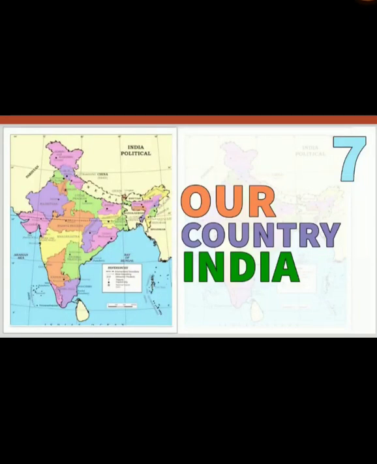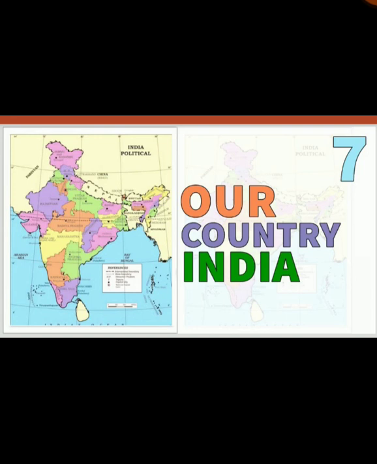Hello students, today I am going to start our chapter number 7, our country India. You might have gone to various places for a holiday with your family or visited your relatives. Recall those trips and think about how many physical features of our country you have seen. You must have seen mountains, sea, desert, somewhere hot, somewhere cold, and somewhere rainy. You have experienced different types of weather, climate and areas.